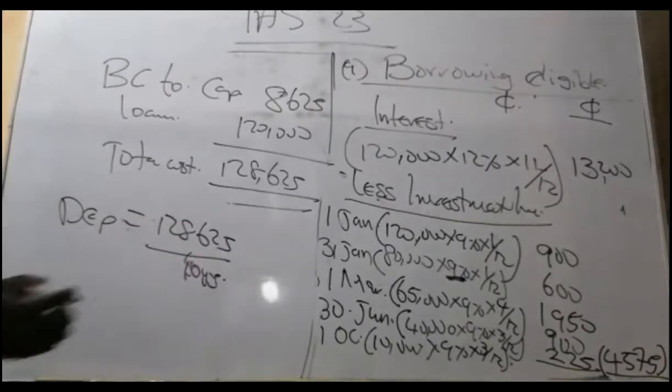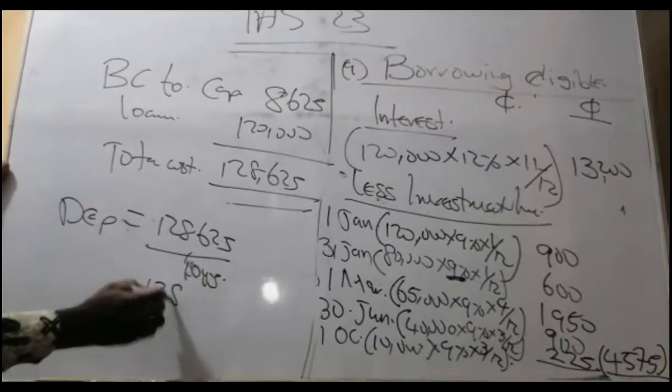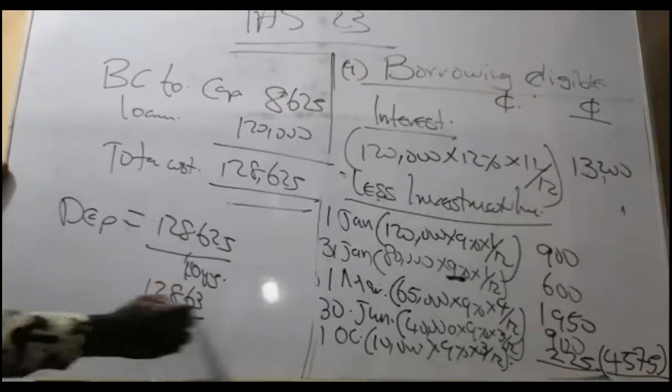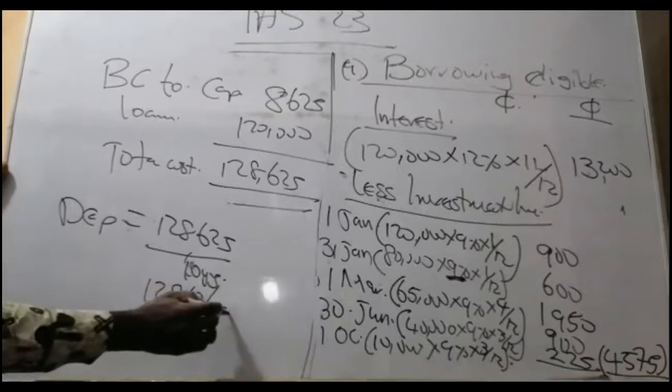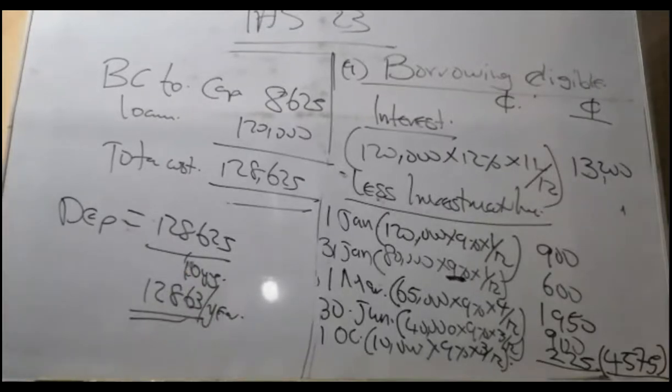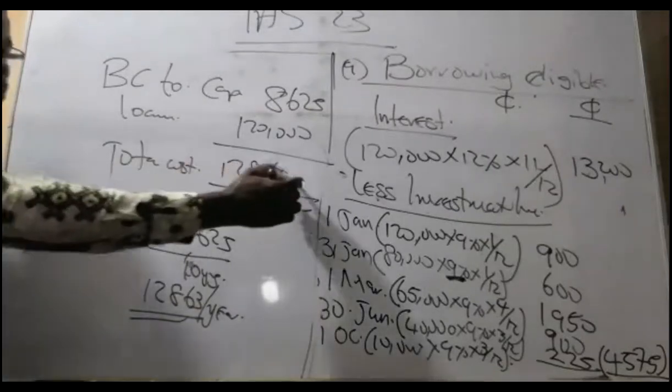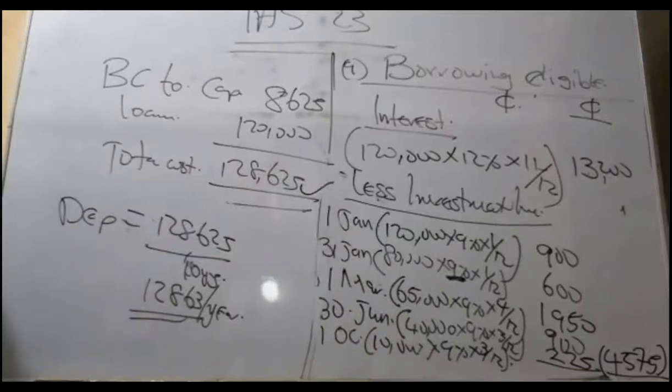To the nearest whole number, it will be 12,863 Ghana cedis per year. That's the depreciation per year. Then what will be the carrying amount of the asset at the end of the first year? That's December 2019. For 2018, it will still be the cost, the asset value right after completion.